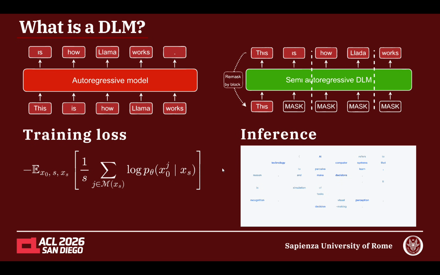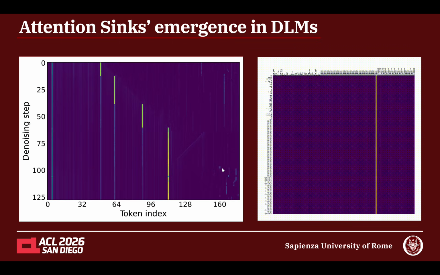Most importantly, these models do not have to generate text left to right, and so they use bidirectional attention, which implies that we will not have the triangular-like attention map that we showed on the previous slide, but a bidirectional one, as encoder models do. So what we observed is that in diffusion language models, attention sinks emerge, but in contrast with how they show up in autoregressive models, in diffusion language models they are highly dynamic.